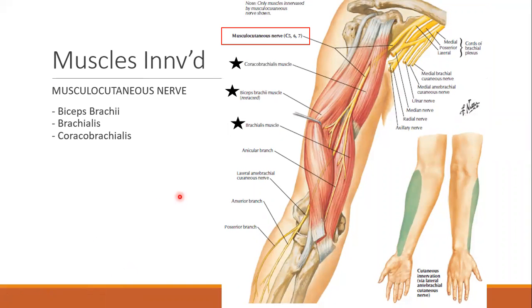So now we're going to talk about the terminal branches coming off of the brachial plexus and the muscles that they innervate. So musculocutaneous nerve, and this is a really good picture to show this, it pierces through the coracobrachialis muscle, and it innervates coracobrachialis, brachialis, and biceps brachii in the anterior proximal arm. And remember, the terminal branch is the lateral antebrachial cutaneous nerve, which gives you cutaneous innervation on the lateral aspect of the upper limb.